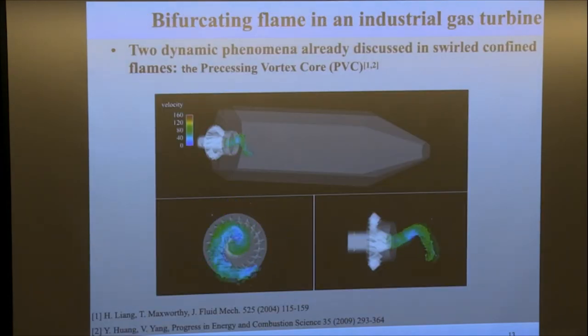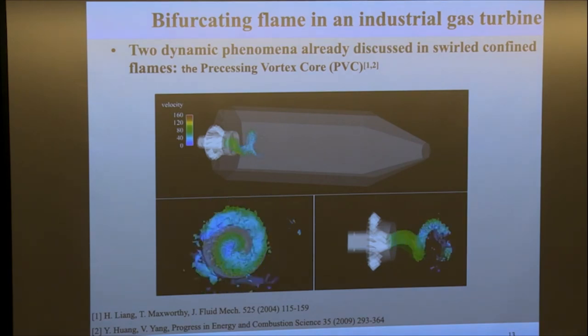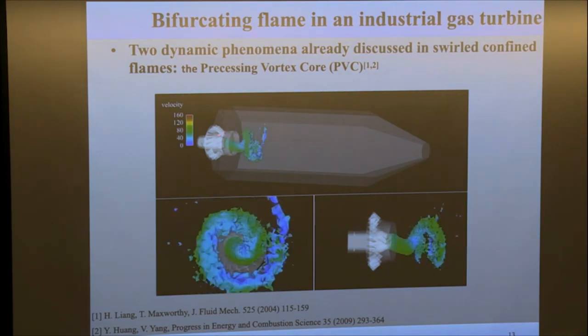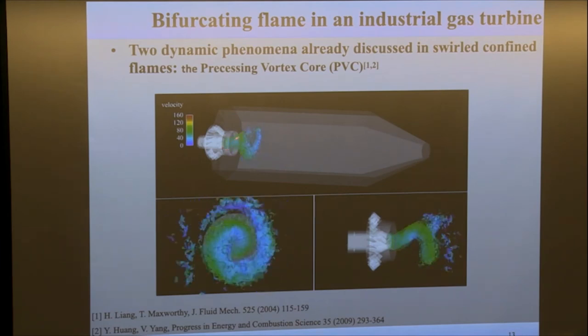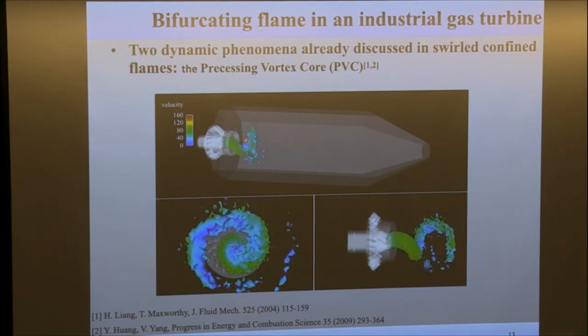Now we turn to combustion. This is a bench which is installed in Italy, and we computed one swirler here. You can see the precessing vortex core here. That's the unstable axis of rotation of the swirl flow. And we are going to look at this flow, and we are going to operate it with combustion.